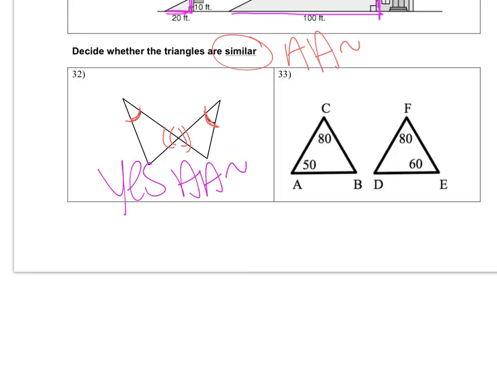On 33, you're first going to have to complete the triangle. A triangle has 180 degrees. So if you do 80 and 50, you're trying to find the missing angle B. That's going to be 50. And on the other triangle, you have 80 and 60 so far. You're trying to find the other missing angle, that is 40. Now if you look, you have 80, that is the same, but no other angles are the same. So since no other angles are the same, you cannot prove that those are similar.